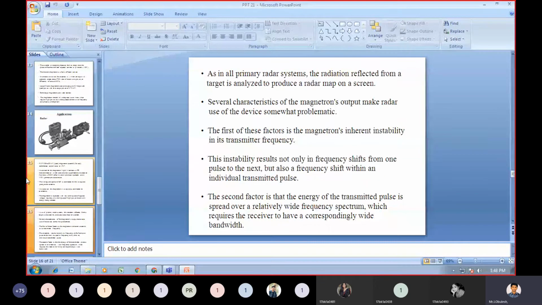As in all primary radar systems, the radiation reflected from a target is analyzed to produce a radar map on a screen.